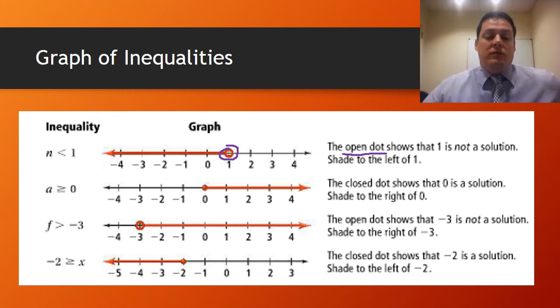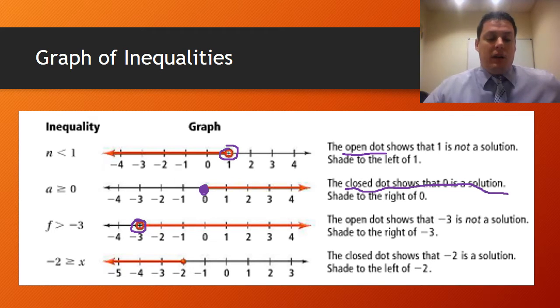The next one, we're looking for a letter A that's greater than or equal to 0. When we're equal to, we close in this dot because it includes that 0. See, closed dot shows that 0 is a solution, so it includes 0. F greater than -3, just greater than, open dot.